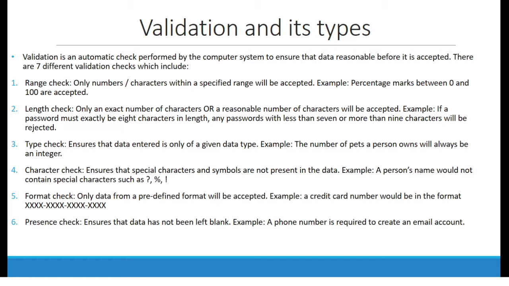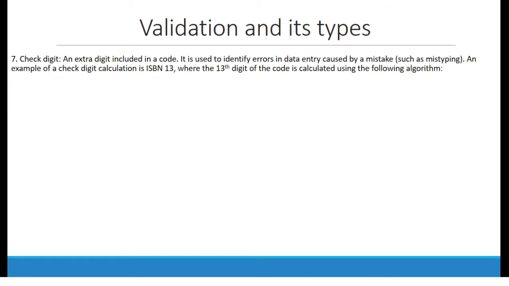Presence check. It ensures that data has not been left blank. For example, a phone number is required to create an email account. Lastly, check digit. It is an extra digit included in a code. It is used to identify errors in data entry caused by a mistake such as mistyping.